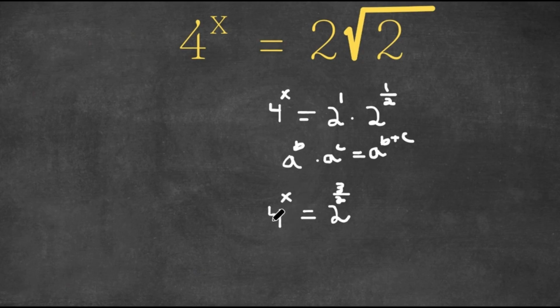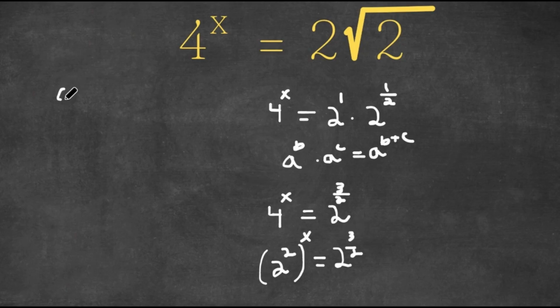Now 4 is actually the same thing as 2 squared. So I'm going to replace 4 with 2 squared. So we have 2 squared to the power of x equals 2 to the power of 3/2.